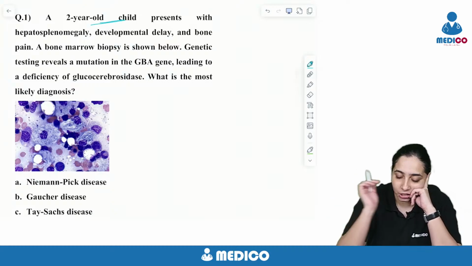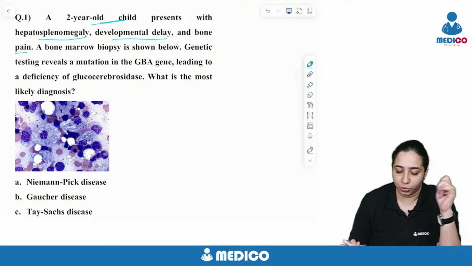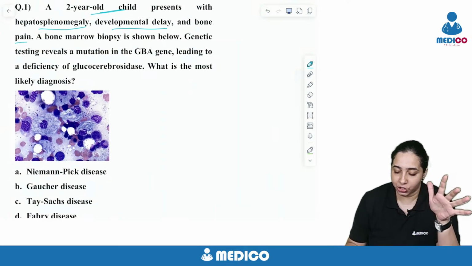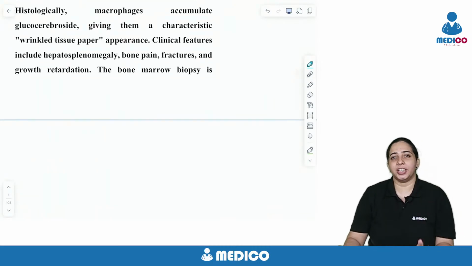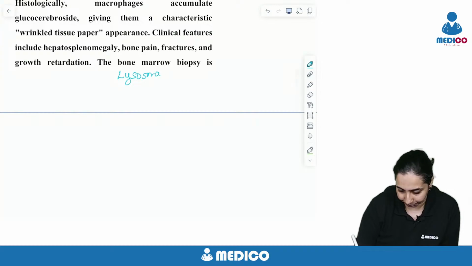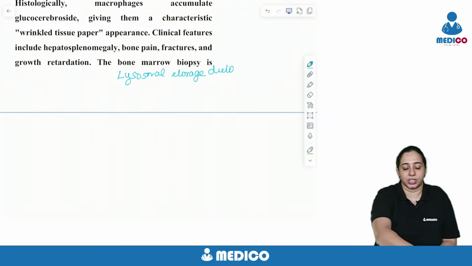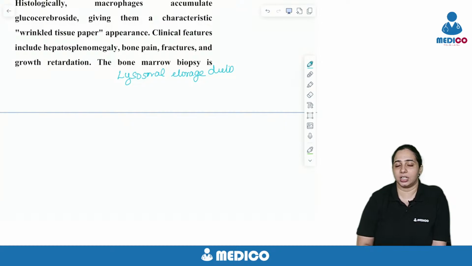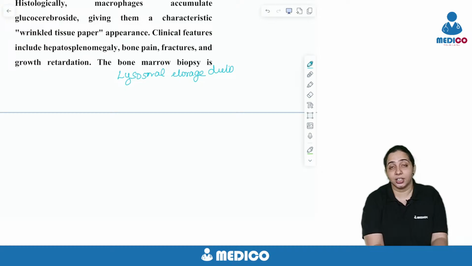So what is it? A 2-year-old child presents with hepatosplenomegaly, developmental delay and bone pain, and the bone marrow biopsy is shown below. Genetic testing reveals a mutation. So what are we discussing here? We are discussing a topic called lysosomal storage disorders. As far as your PG entrance is concerned, this is an extremely difficult and extremely confusing topic.